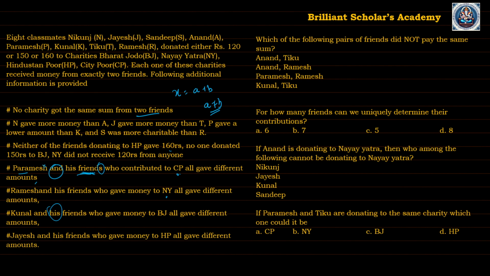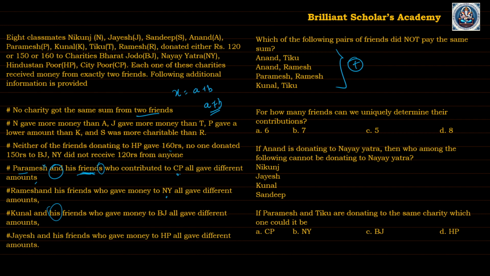Now the questions. Which of the following pairs of friends did not pay the same sum? So I'm thinking, if there are 4 pairs, one of the pairs did not pay the same sum. That means the other 3 pairs have given the same money. So I'm able to guess some hints from the options. For how many friends can we uniquely determine their contributions? Maybe I can find 4 of them, 5 of them. I do not know. Maybe I can find for 7 or 8.